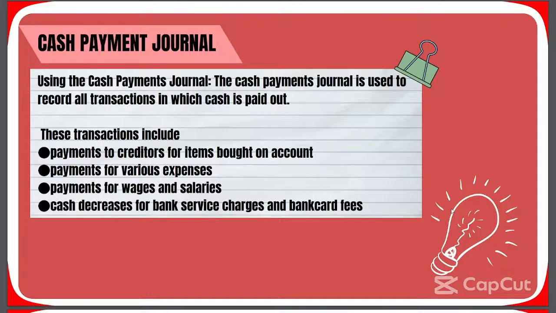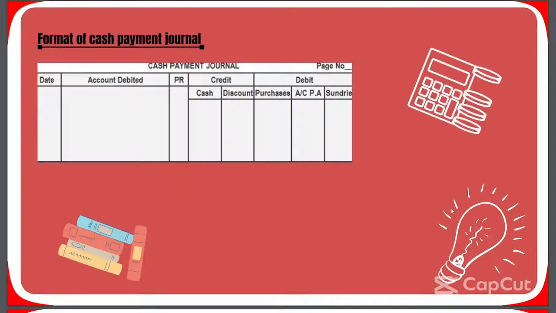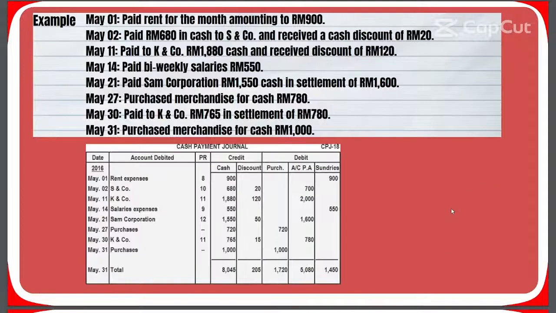Now I can explain the format of the cash payment journal. For the cash payment journal, first you write the title, cash payment journal, and you write date, account debit, and you write credit and debit. You write first credit and second debit. Okay, next I can explain an example of the cash payment journal.